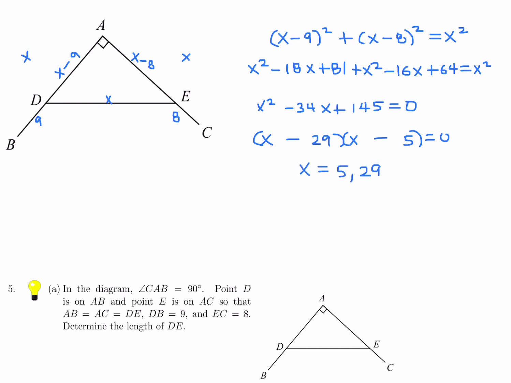Well, looking at this diagram, X obviously has to be greater than 8, right? If you look at this part of the diagram. So that means the only valid root or solution is X equal to 29. And that is what they want, the length of DE, which I had represented as X. So DE is 29.